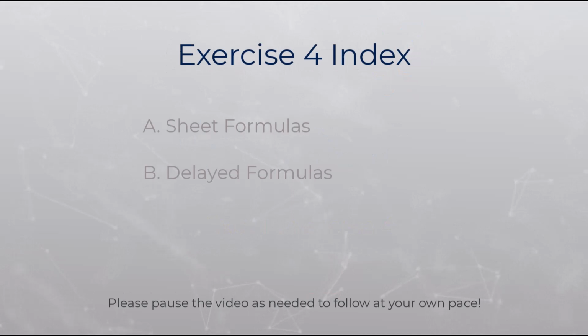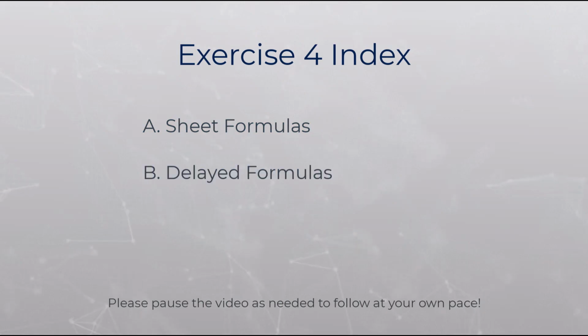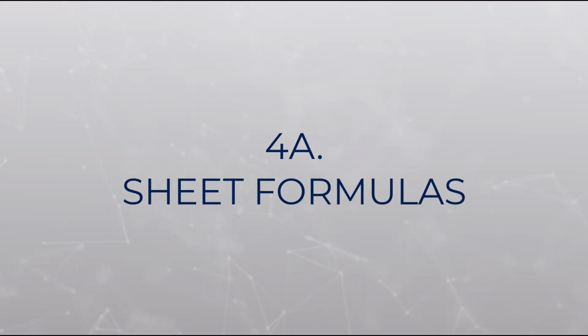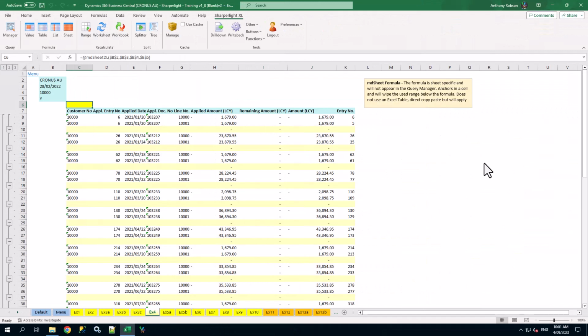Exercise 4 covers Sharperlight Excel add-ins, sheet formulas, and also delayed formulas. This exercise continues on the same workbook from the previous exercise. Open the sheet for X4. Here we have a sheet formula.